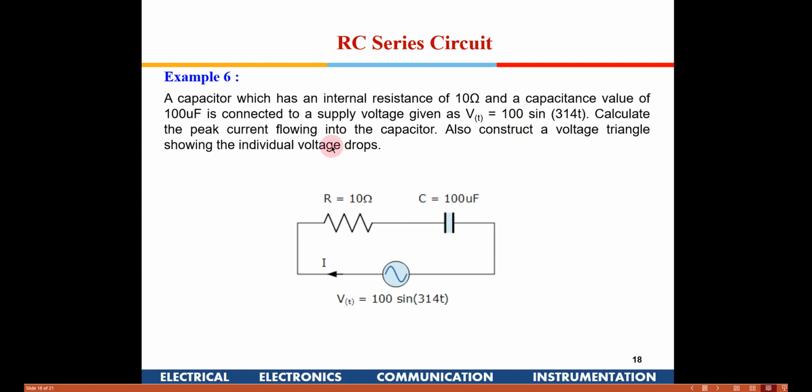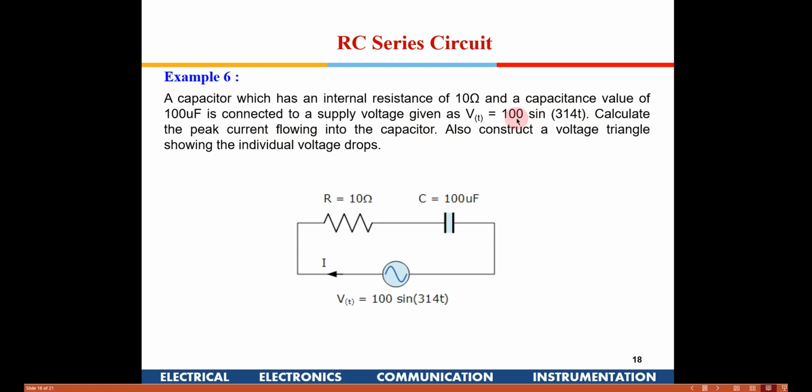So if you take an example out here, you have a capacitor which has an internal resistance of 10 ohms and a capacitive value of 100 microfarad. So this is an internal resistance, which we have depicted here as a resistance. Okay. So capacitors also can have some kind of internal resistance, leakage resistance. So that is 10 ohms, which is connected to the sine voltage. Calculate the peak current into the capacitor.